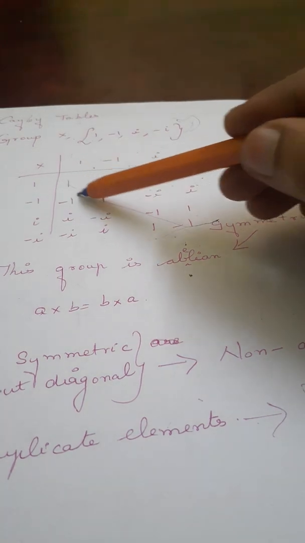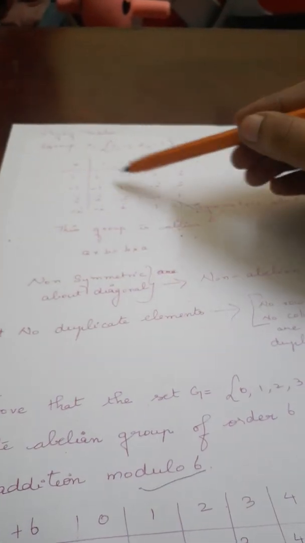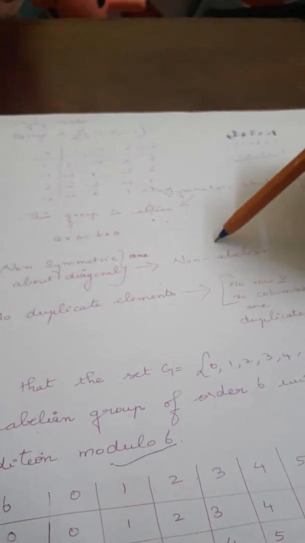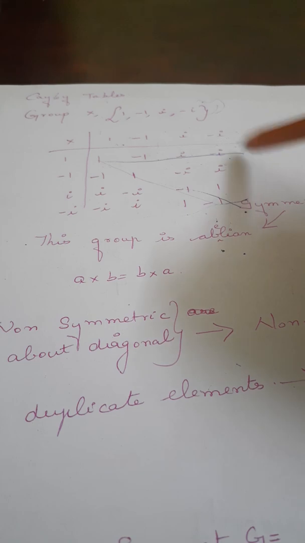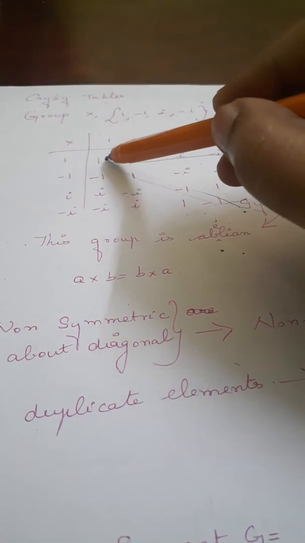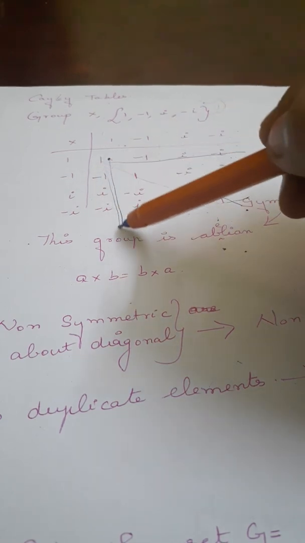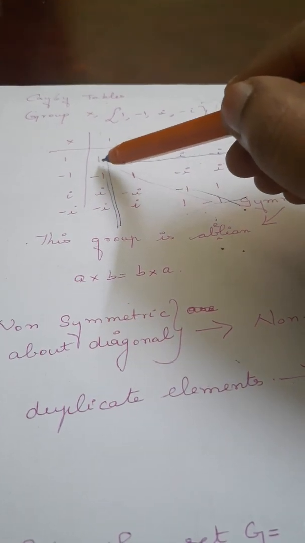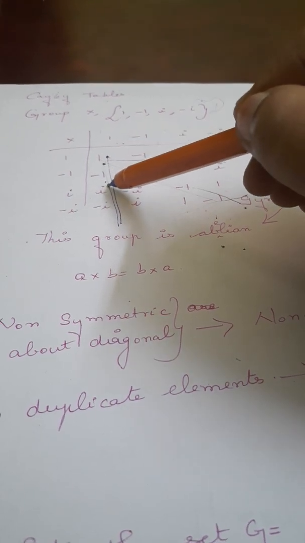So here the diagonals are symmetric, so it forms the abelian group. If it is non-symmetric, it is a non-abelian group. Here the rows should not have any duplicate values. Duplicate value means the same repeated values, and likewise the column should not have any duplicate values, so one should not repeat here.